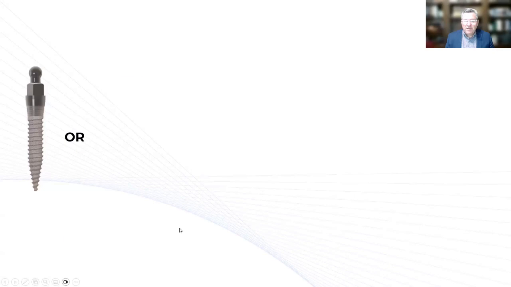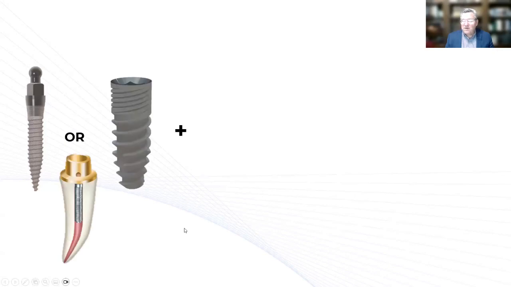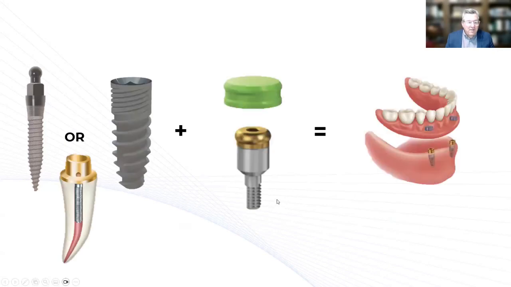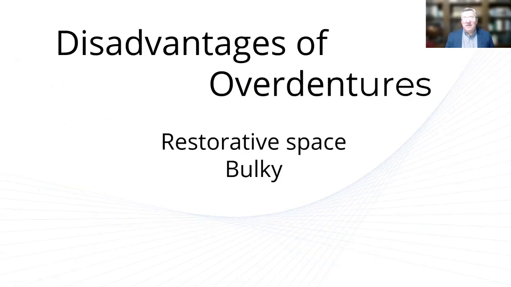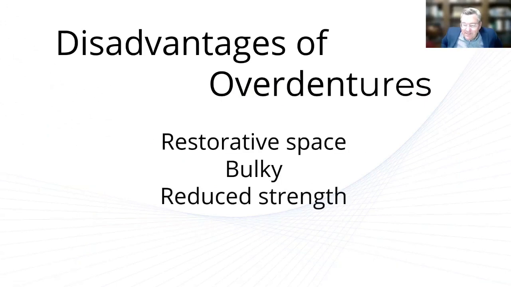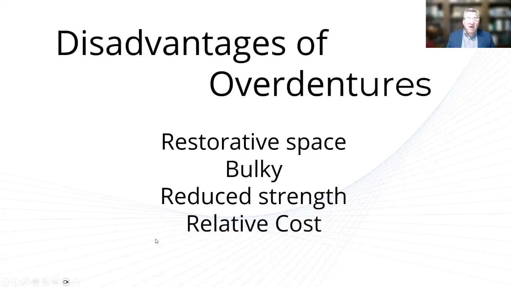So what is an overdenture? It's an implant or a root form plus an attachment equals security. Disadvantages, yeah, we're back to that space thing. We need a lot of space. They could be bulky because of that. They reduce strength because of the bulkiness. They go thin. And the relative cost. If you start adding in bars, they get kind of pricey.